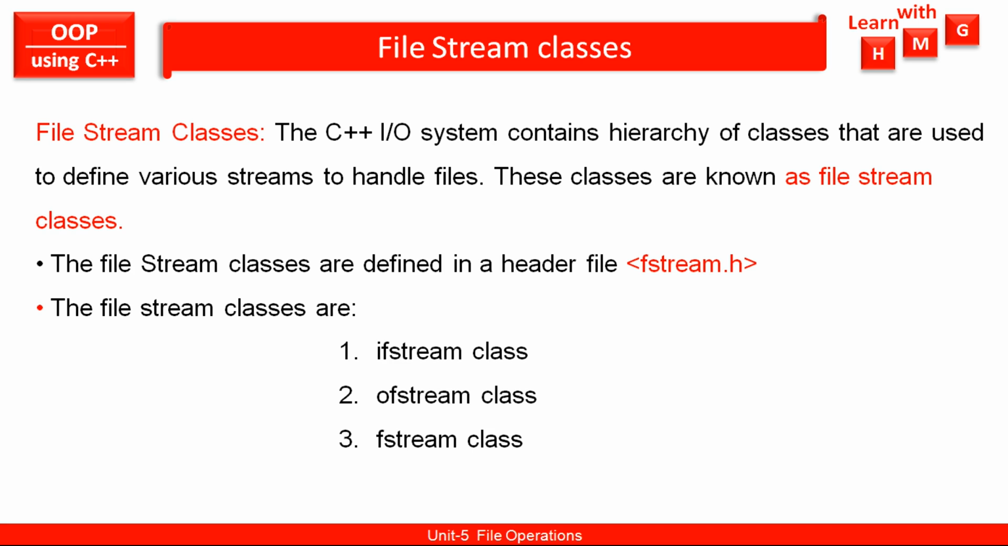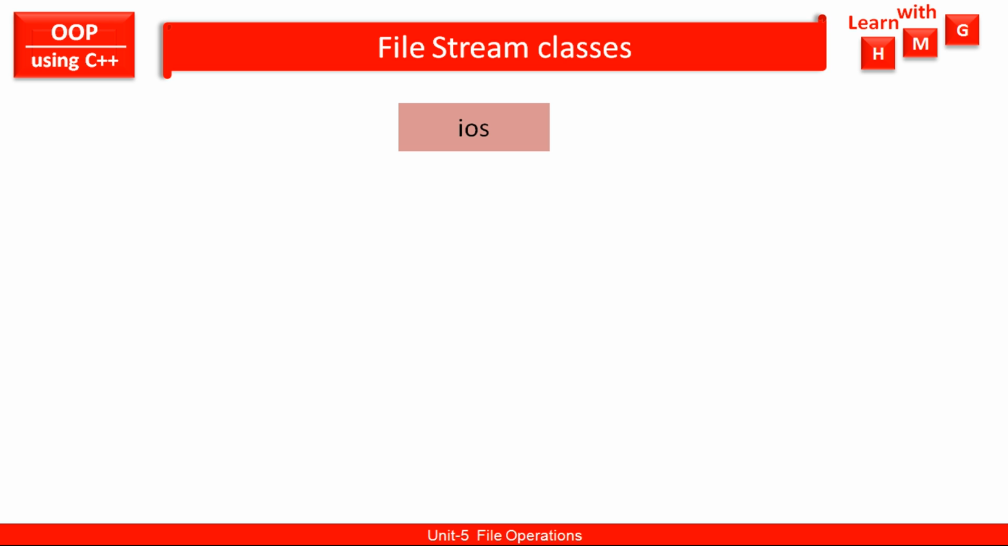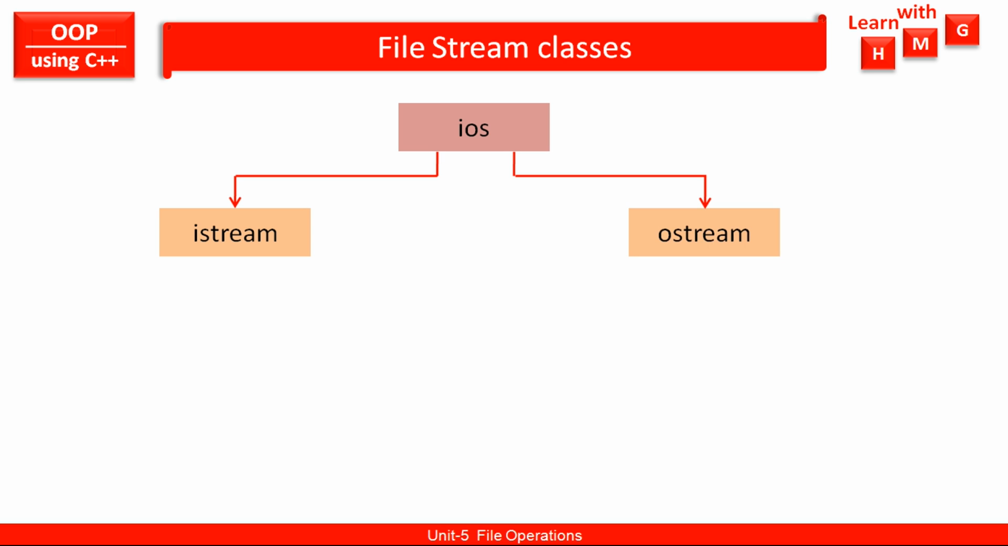Now let us see the hierarchy of file stream classes. There is one main class named iOS, that is the input output system class. From this iOS class, one class is derived, that is the iStream class. So the iStream class is the derived class of the iOS class. Similarly, one more class is derived from the iOS class, that is the OStream class. Like this, these three classes form hierarchical inheritance, that is iStream and OStream, these two classes are derived from one base class, that is the iOS class.